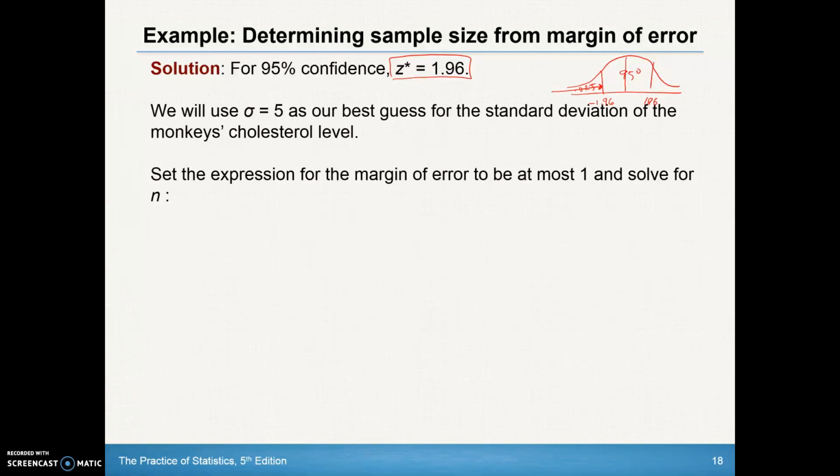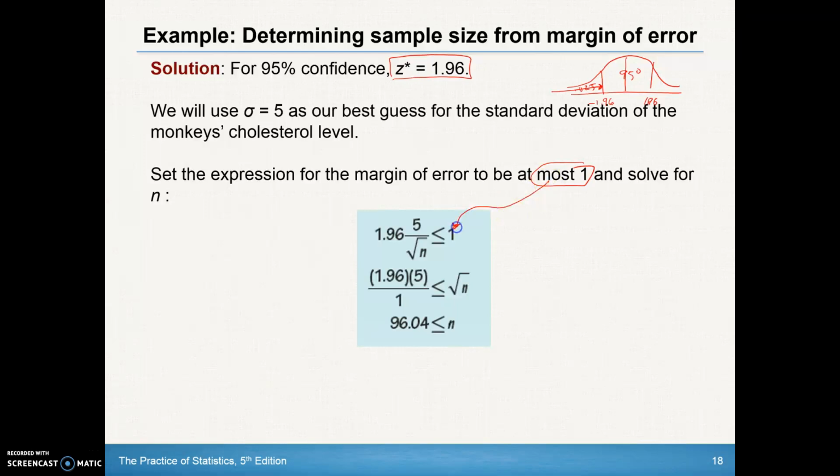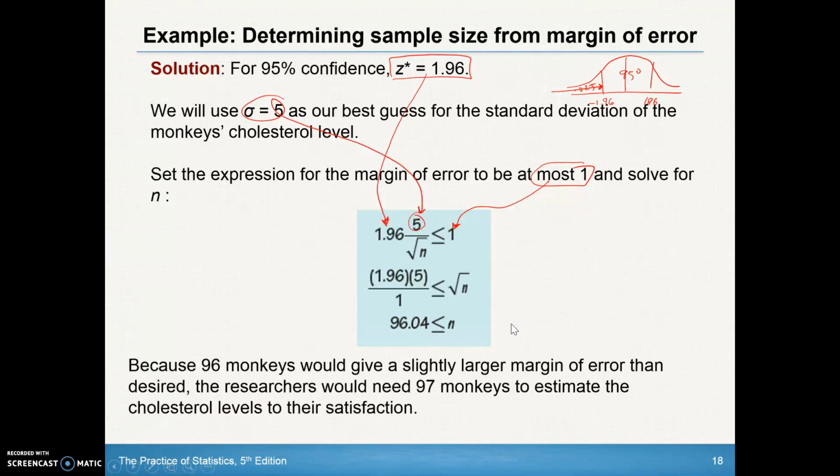So now we're going to set that expression for the margin of error to be at most 1. I don't want it to be over 1. So that's where we get that set right there. Putting the formula in, there's z star right there, and there's our standard deviation that was being borrowed. We're just going to solve for that n. So we can simply multiply both sides by the square root of n. Multiply on the top here. And we need to have a sample size that's greater than or equal to 96.04. So the next integer greater than that is 97.